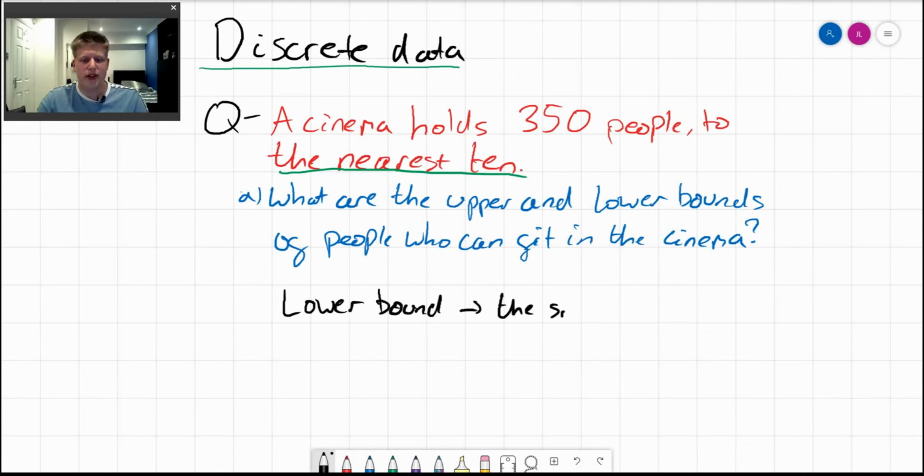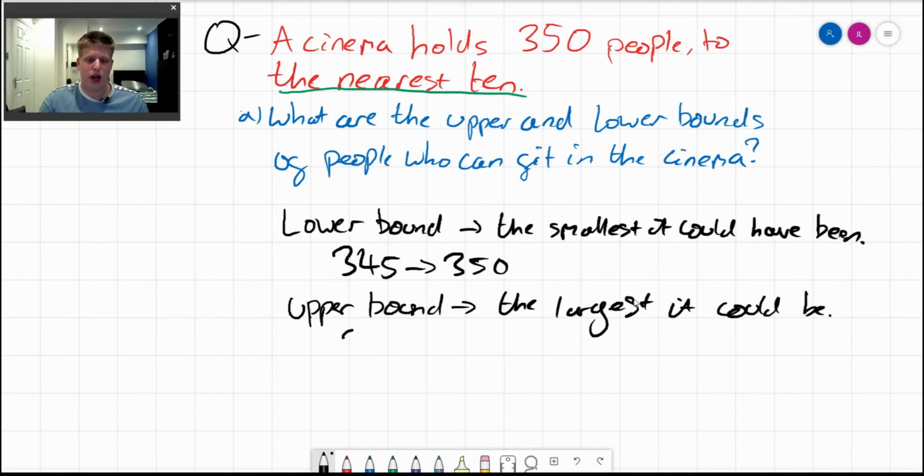The upper bound is the opposite. This is the largest the number could be. So what's the largest number it could have been such that they would round it down to 350? Well, again, that's pretty easy. It would be 354. Because you'd round that down to 350, right? But if you had 355, you'd round that up to 360. So therefore, we know that our lower bound is 345, and our upper bound is 354.